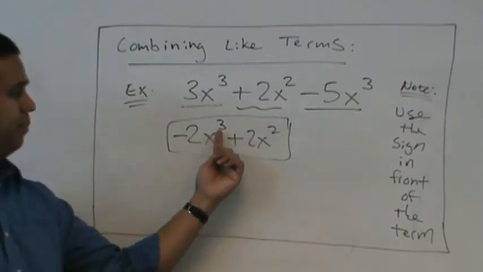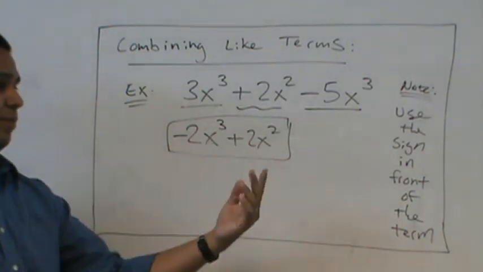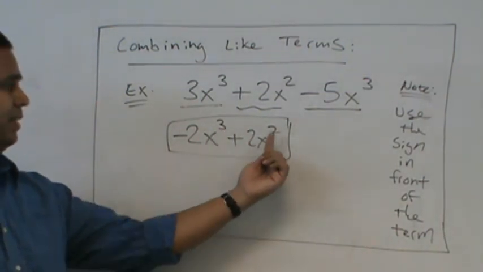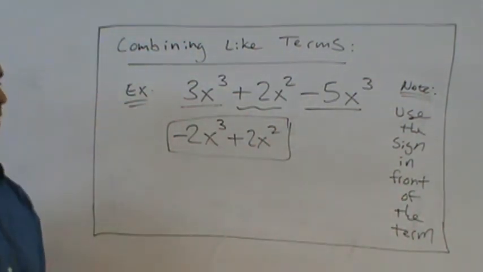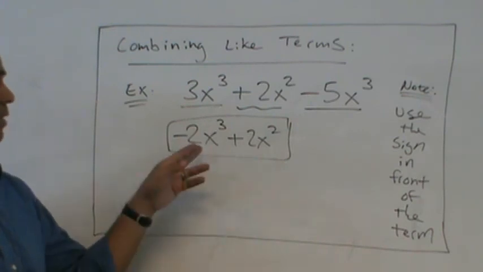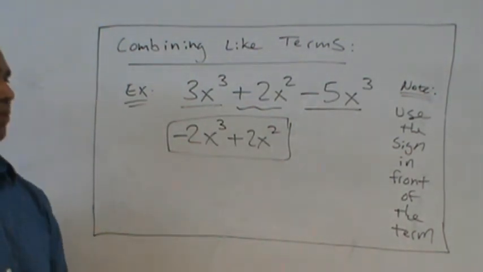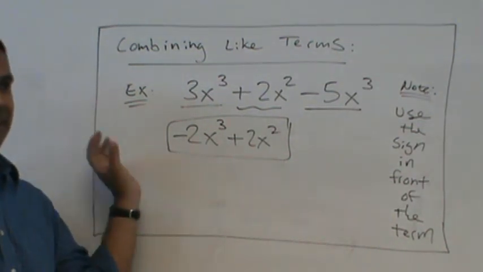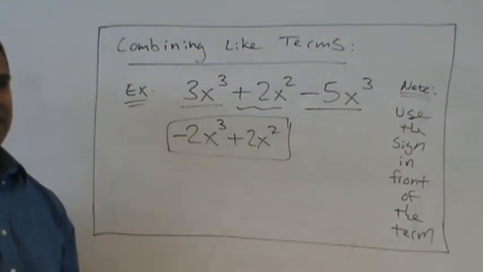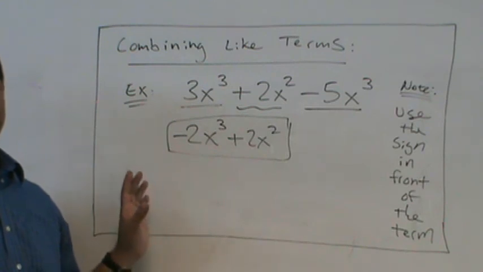Normally we write them in standard form: biggest exponent first, then the next biggest exponent, then the next. And we'll practice standard form more when we get to polynomials. Right now we're just learning, can I identify like terms, and can I combine them? Okay. One more example, or do you think you got it? You got it. All right.